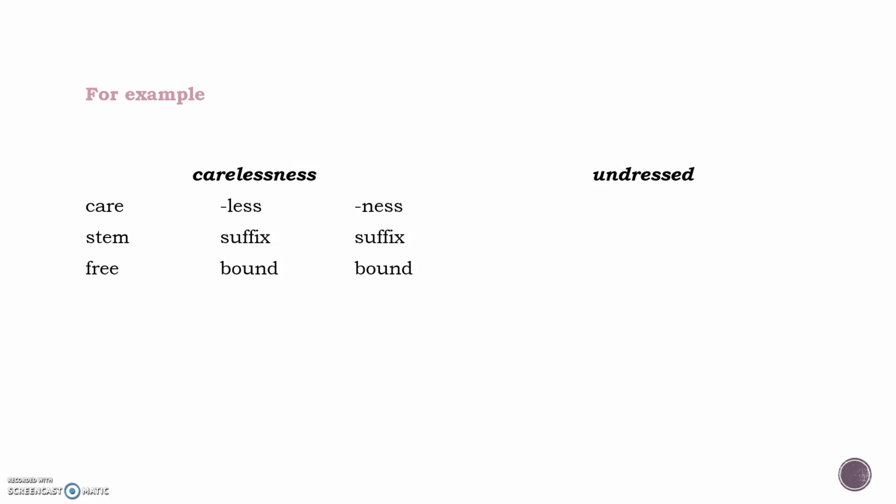And the second example is undressed. It consists of un-, dress, and -ed. The stem is dress because it can stand alone, and the prefix is un- and the suffix is -ed. Dress is described as a free morpheme because it can stand alone, and un- and -ed are described as bound morphemes because they cannot stand alone.